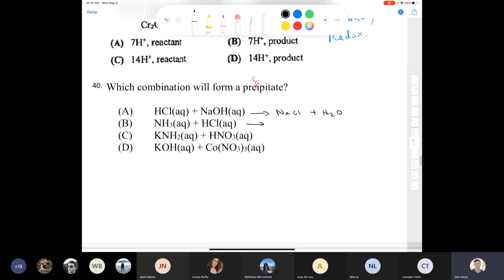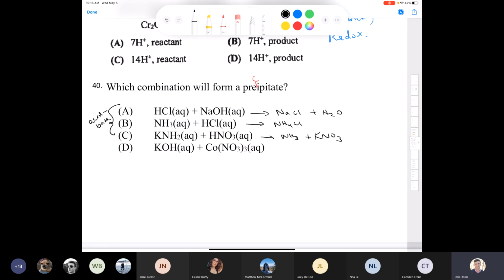If I look at the next one, I take HCl and ammonia, I end up with ammonium chloride, which is a soluble salt. If I have potassium amide and nitric acid, I end up with ammonia, NH3, which is water soluble. If you've ever used Windex, you know it's got ammonia. Yeah, it's ammonia. And then you've got potassium nitrate, which is extremely soluble. So all of these are 100% soluble, right? What do these three reactions all have in common? They're all acid-base reactions. Acid-base.